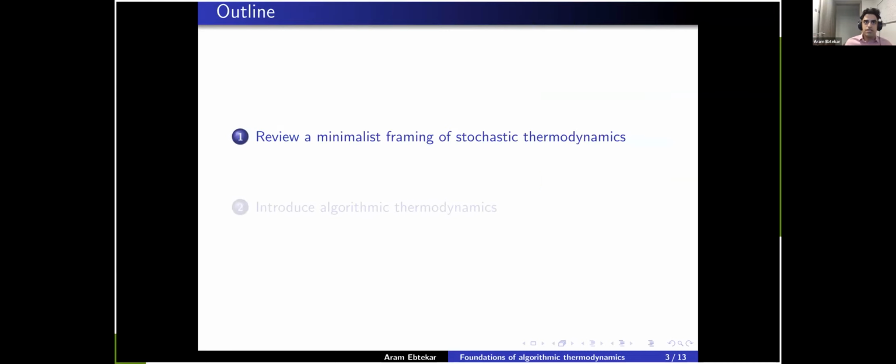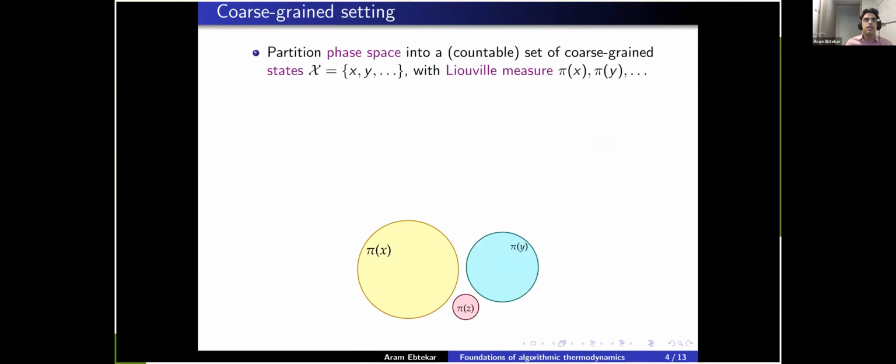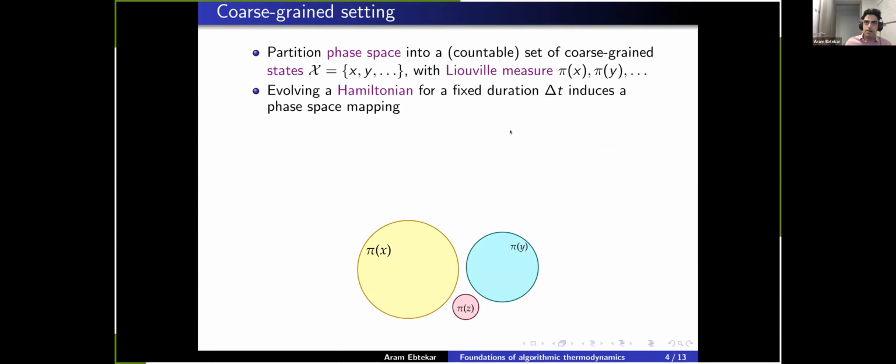Before introducing this algorithmic thermodynamics, which will be our proposed solution, I want to review stochastic thermodynamics in the most minimal, simple way, just to give us the assumptions we need. So we have a phase space. We partition it into coarse-grained states, let's call them X, Y, and so on. There's a Liouville measure pi. We evolve a Hamiltonian for some fixed duration, and that induces a mapping on this phase space.